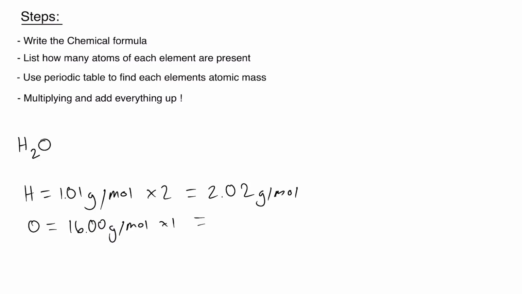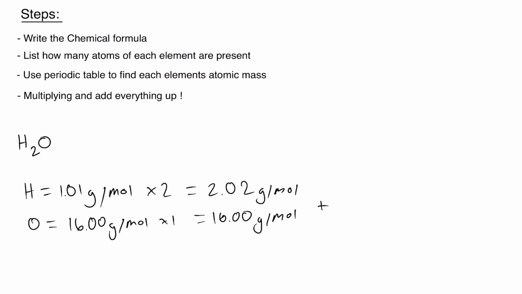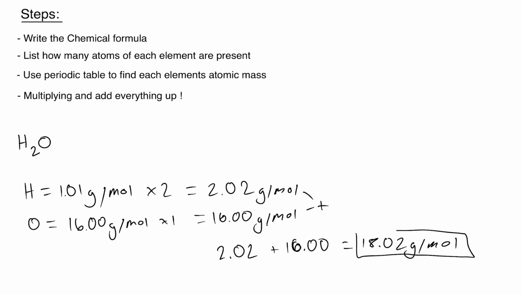And the O is just going to stay 16.00 grams per mole. And now, when we add these two up, we get, I'll just write it out down here, 2.02 plus 16.00 is equal to 18.02 grams per mole. So as you can see, the molar mass of H2O is 18.02 grams per mole.